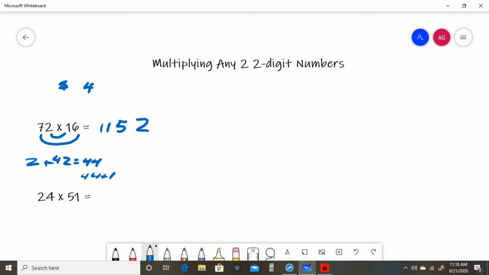And then finally, multiply the tens digits. 7 times 1 is 7, plus our carried 4 is 11. So 72 times 16 is 1,152.